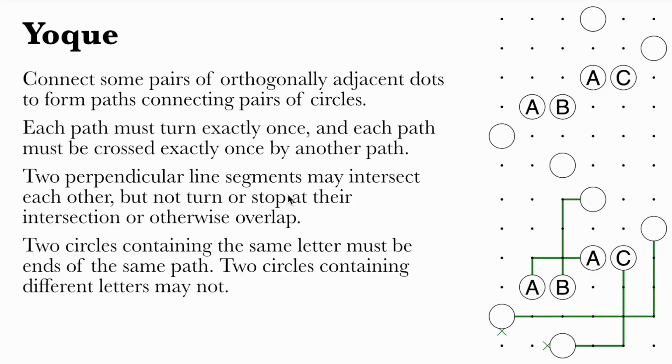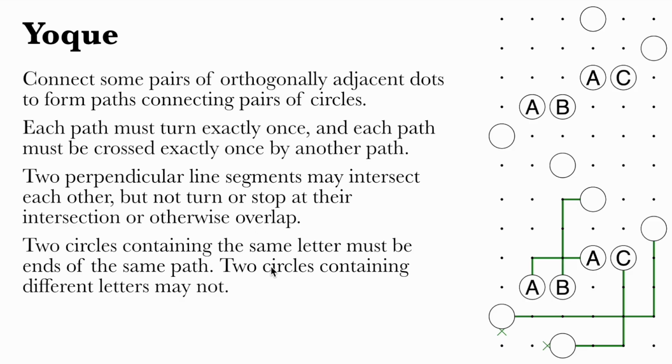Two perpendicular line segments may intersect each other, but not turn or stop at their intersection or otherwise overlap, so we're not going to have any places that look like forks. There are only going to be these four-way nodes where they cross each other.